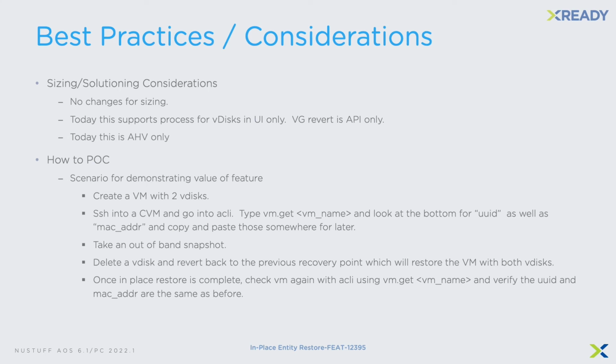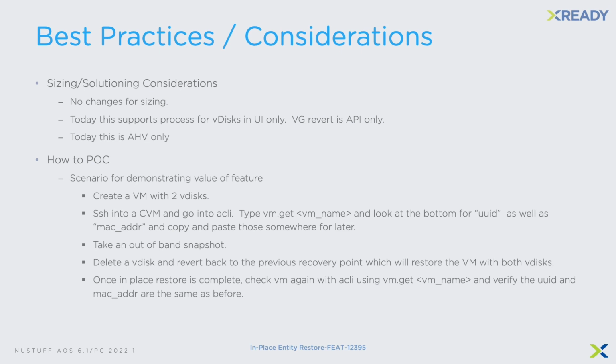As far as how to POC, essentially what you'll do is create a virtual machine with 2 vDisks. Once you do that, SSH into a CVM and bring up a CLI, and then type vm.get space VM name. And what you're looking for here at the bottom is the UUID field, as well as the mac_addr MAC address field. And then copy and paste those somewhere else for later.